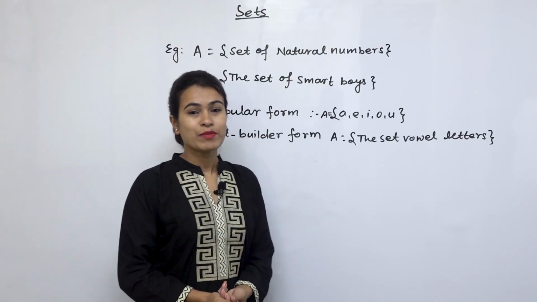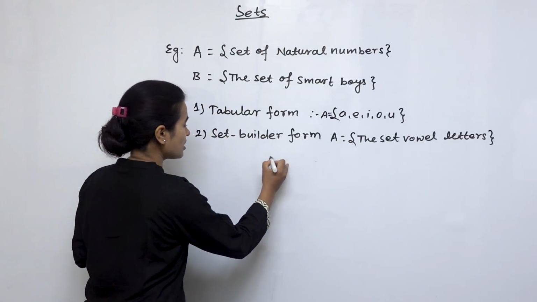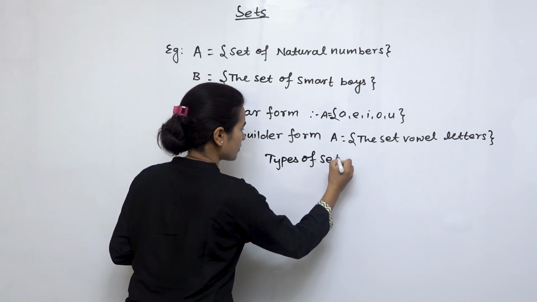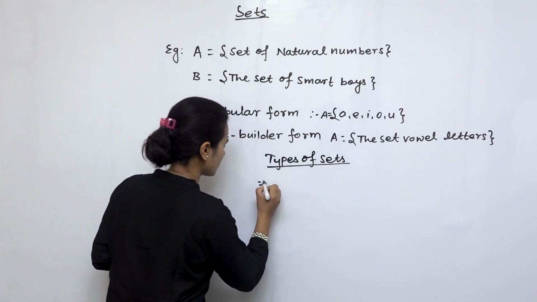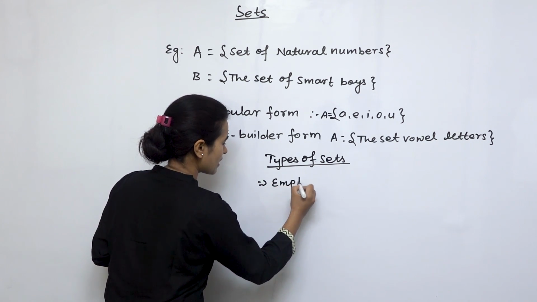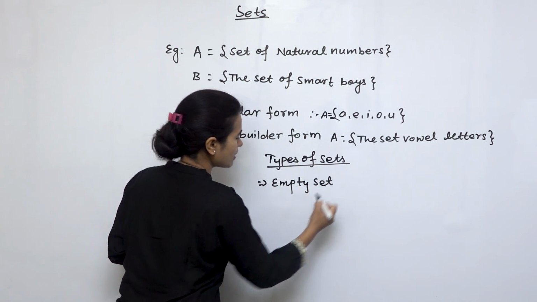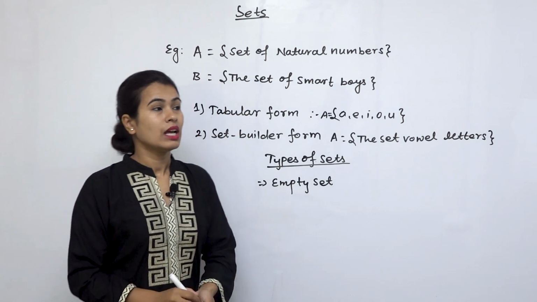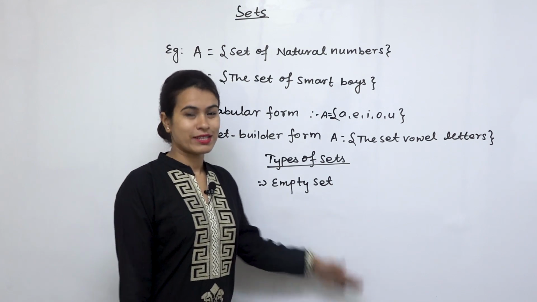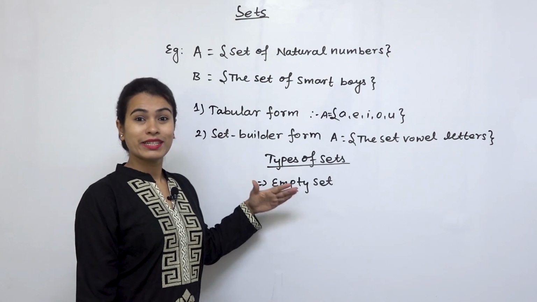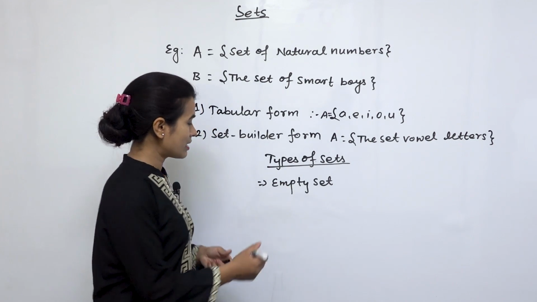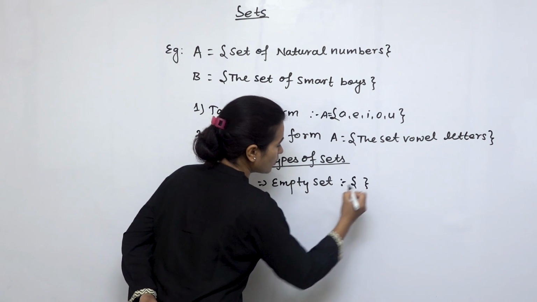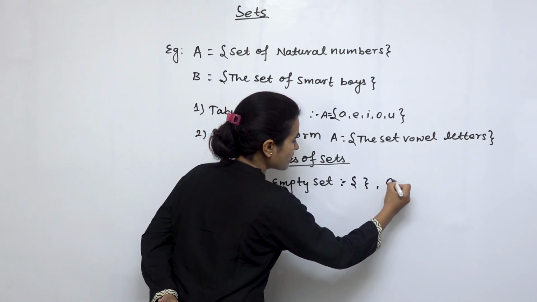There are different types of sets, such as empty sets. A set in which there is no member is called an empty set. For example, the number of boys in a girls' school. In a girls' school, there are no boys. So that means the set is an empty set, and it is represented by only the curly brackets or the symbol phi.